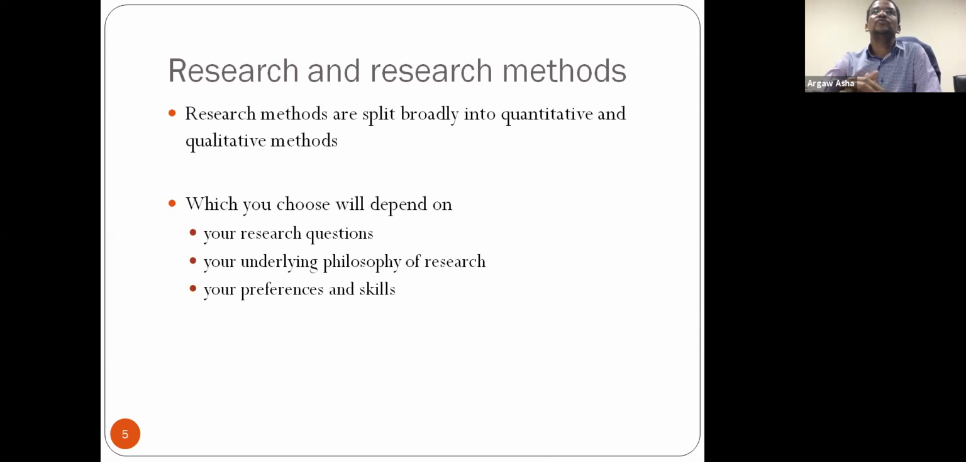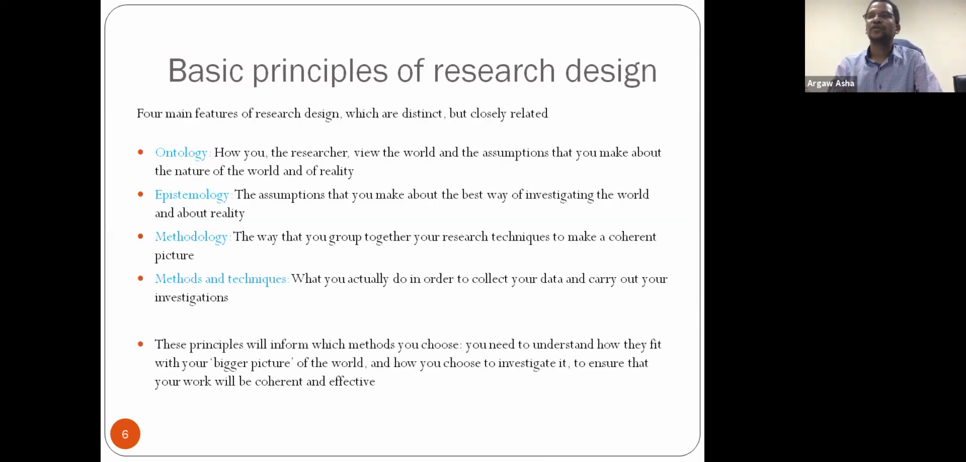In order to do your analysis, in order to do your research, first you have to give research questions that address your title, your proposals. Then you can decide which kind of philosophy you are using for research. Then you can use some of the skills, methods, and analysis for your work.